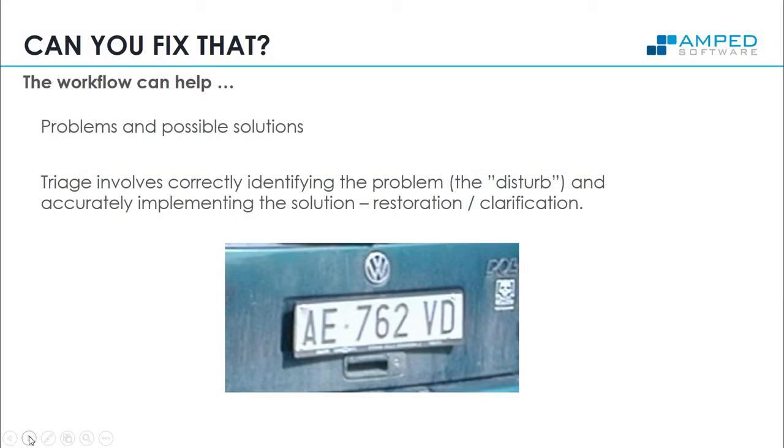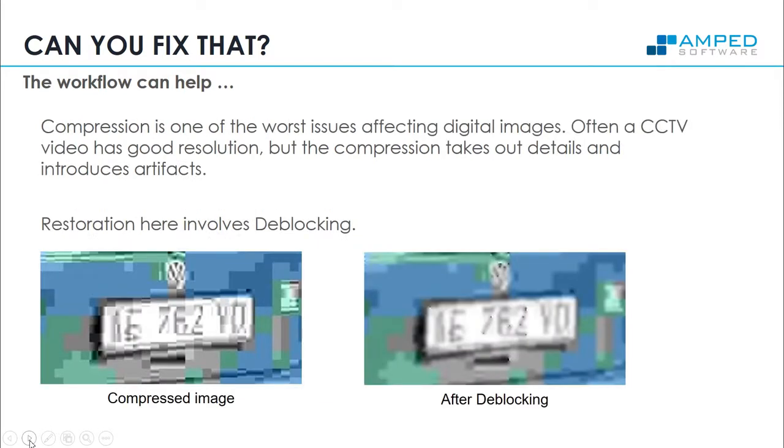What are the things that we can fix in AMPID 5 with our tools? So our triage, we want to identify what's wrong with it. What's wrong with this picture? Having the workflow helps. Identifying what the problem is and then correctly applying one of our over 120 different tools and filters to solve the problem. So we have a highly compressed image.